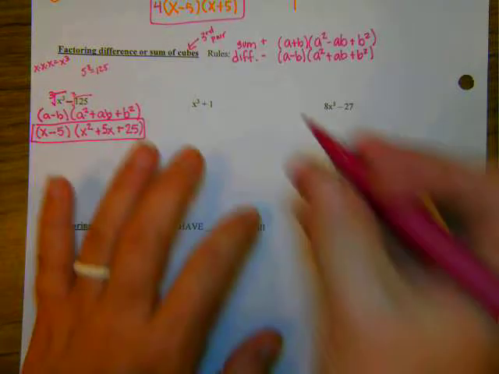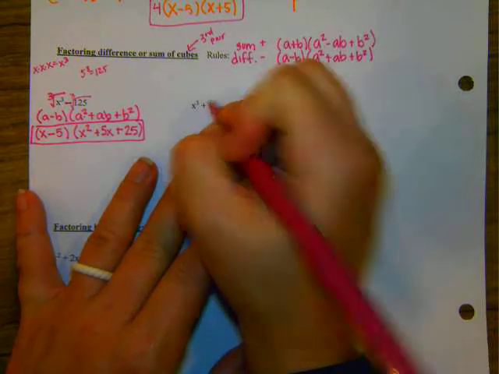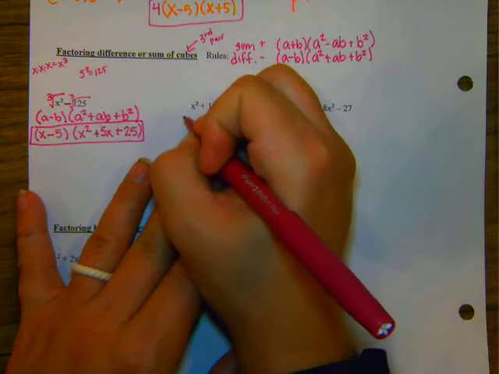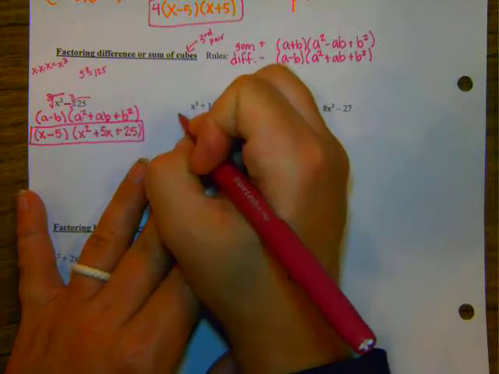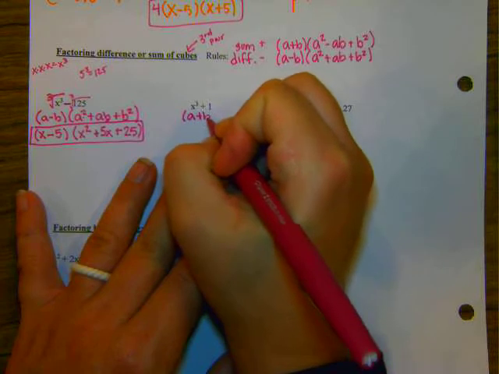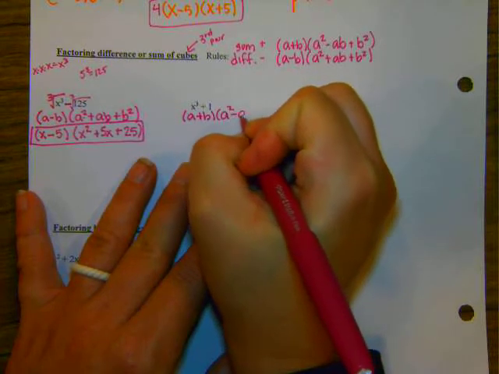So here, this is a plus. So we're going to do the sum rule instead. Here's the sum rule. And again, normally you don't have to write the rule. I'm just doing it for note's sake.